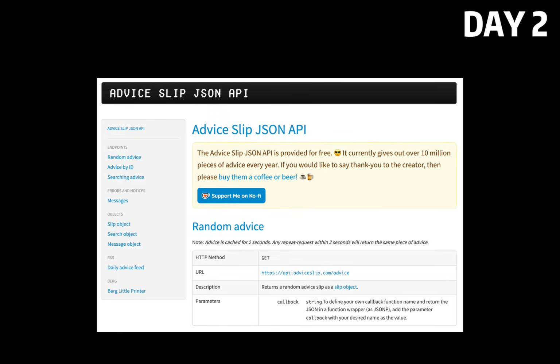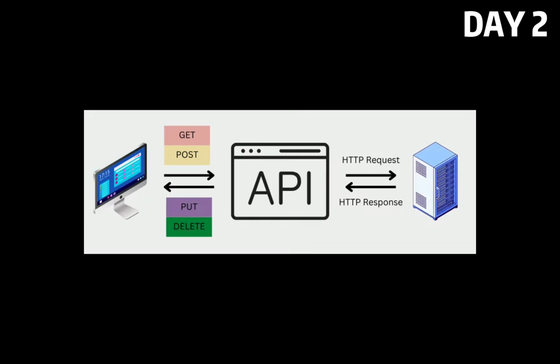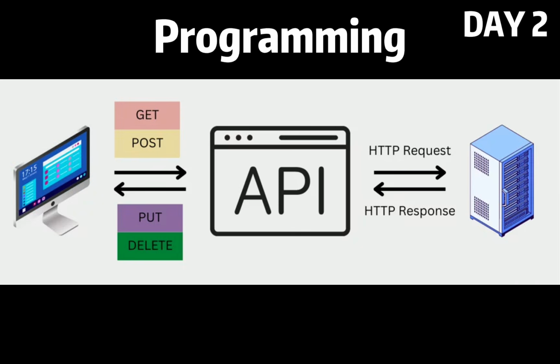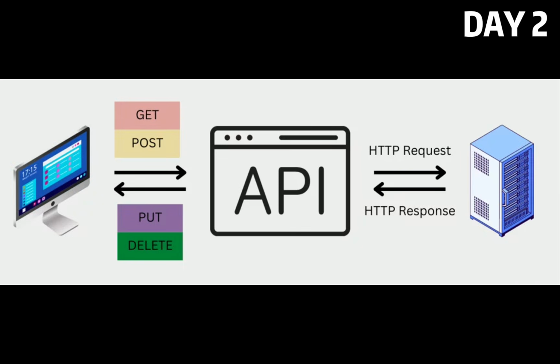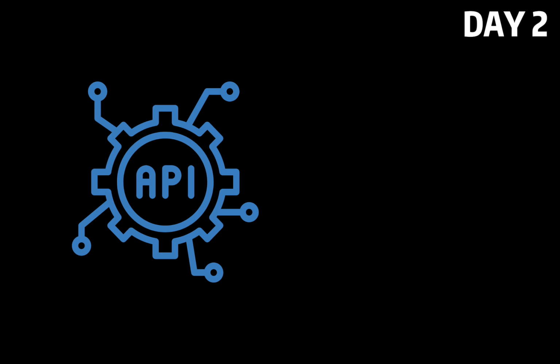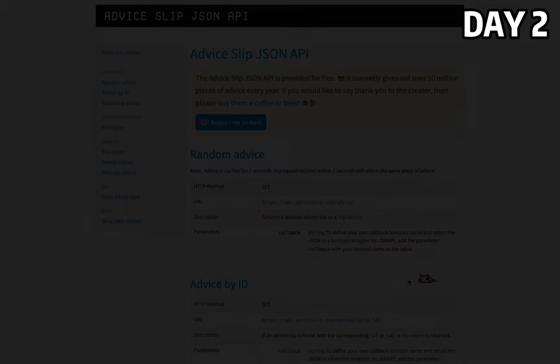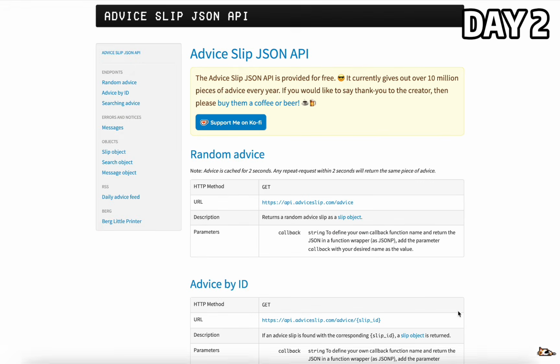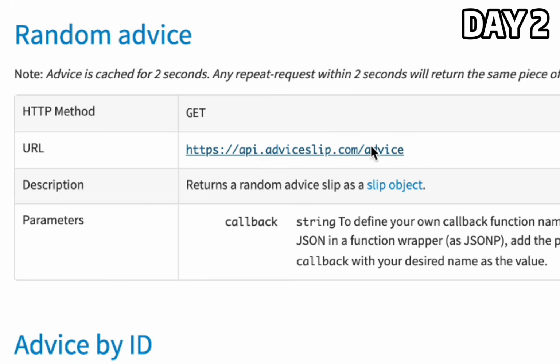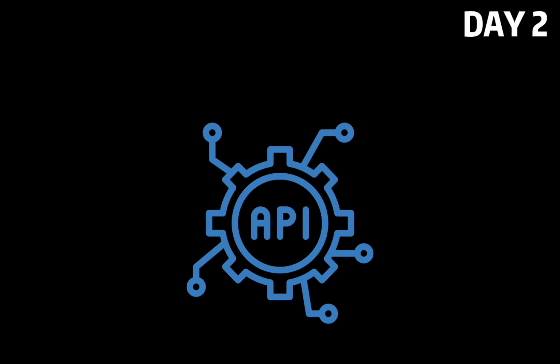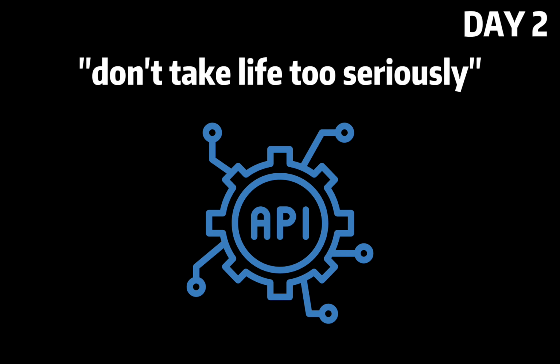So I turned to this API called Advice Slip. An API stands for Application Programming Interface, which allows different software applications to communicate and interact with each other. It's kind of like a service that I could have my desktop pet use in order to fetch random advice from the internet. For example, if you want a random advice, you can go to their website and then click on the URL api.adviceslip.com/advice, and it will give you a random advice like, don't take life too seriously.